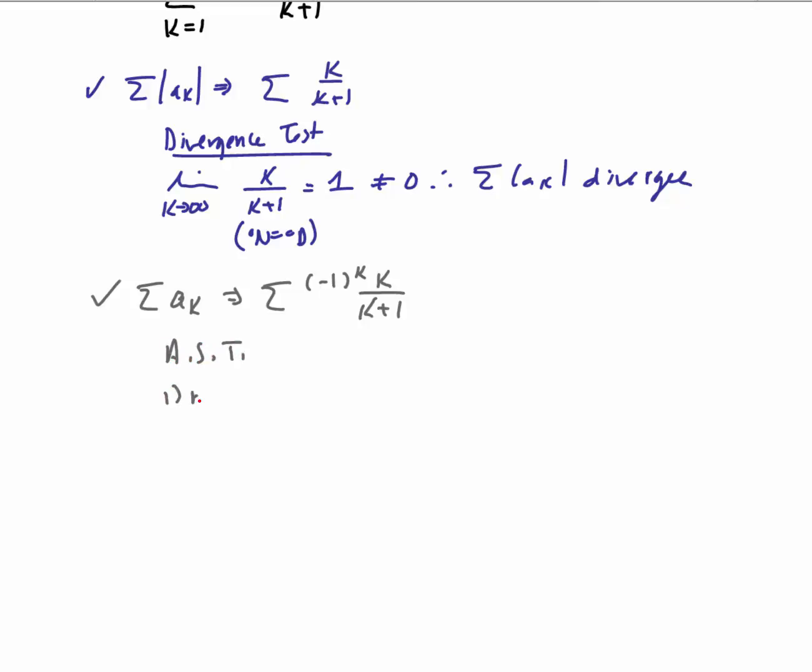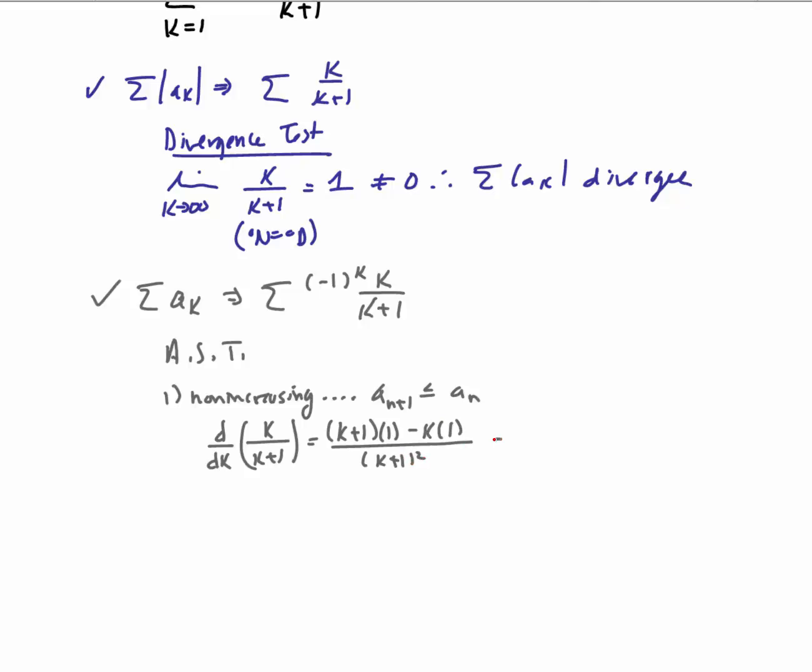First, we need to show that it's non-increasing. There's several ways that we can do this. Remember, non-increasing means the next term is less than or equal to the current term. So we go ahead and take the derivative. This would be the bottom times the derivative of the top, minus the top, that's a 1 there, times the derivative of the bottom, all over the bottom squared. If we simplify this, we get 1 over k plus 1 quantity squared. Well, wait, we have bigger problems than I thought we did here.